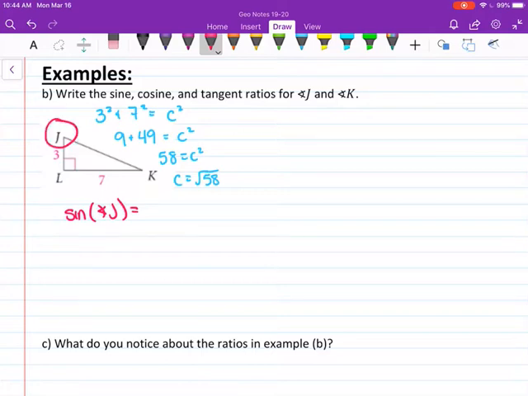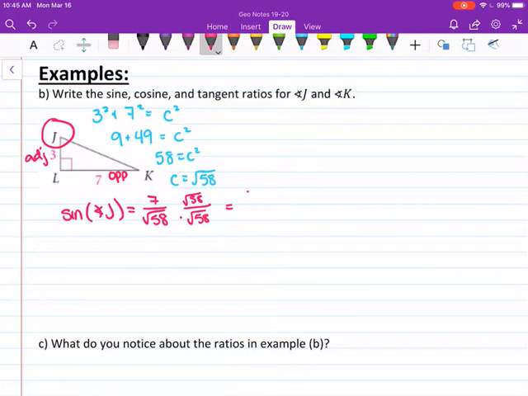So if this is J, then this side is the opposite, and this side is the adjacent. Okay, and then my hypotenuse is always square root of 58. So opposite would be 7 over square root of 58. Now remember, for simplest radical form, I'm not allowed to have radicals in the denominator. So I'm going to multiply the top and the bottom by that square root of 58. And my answer for sine would be 7 root 58 divided by 58.